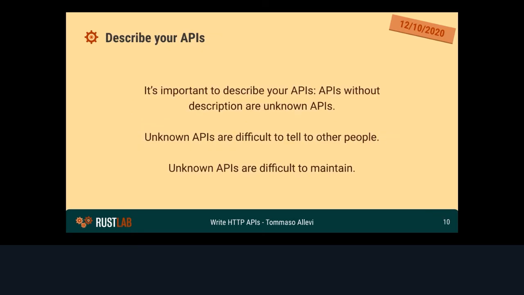Why is it important to describe our API? Because unknown APIs are very difficult to describe to other people. We are building our web server for a reason, maybe because it should live in some ecosystem. For that purpose, the OpenAPI specification allows us to tell other people what and how our web server works. Another reason, because unknown APIs are very, very difficult to maintain.